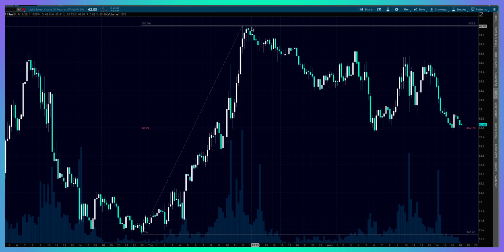What's this thing likely to do? Who knows? It could bounce. It could not bounce. But what does the rule say? Wait until it develops a structure there. First of all, has it stopped heading lower? Yes. Did it bounce into resistance? Yes. Has it pulled back and held a higher low?